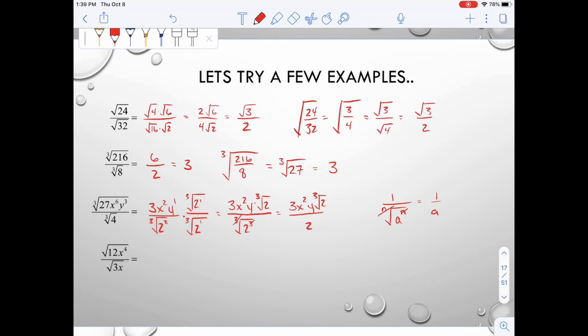All right, I've now simplified, I've now reduced that. Again, when I have something like this, I want to try and make the index and the exponent match, and I want to do so in the simplest way.